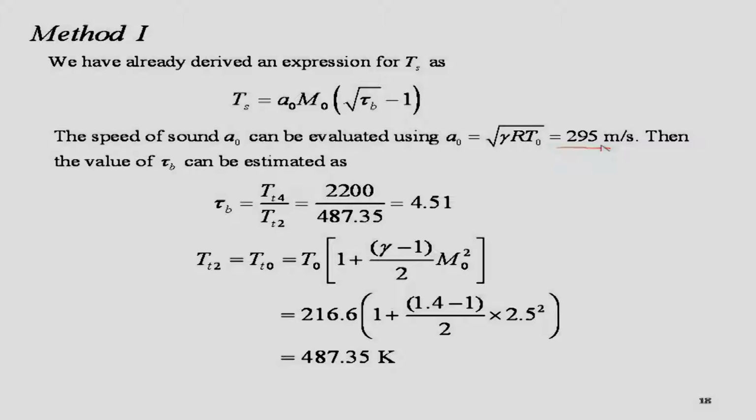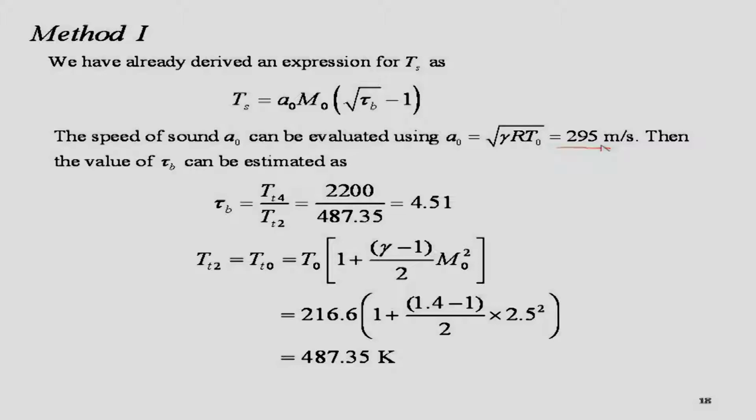And if you look at the specific thrust, then we need to find out tau B, right? Tau B is, what is that? By definition, it is TT4 by TT2. We know TT4, that is 2200 Kelvin, which is given, and we need to find out TT2. So how will we find out TT2? TT2 is equal to TT naught, right? We know T naught into 1 plus gamma minus 1 divided by 2 M naught square.